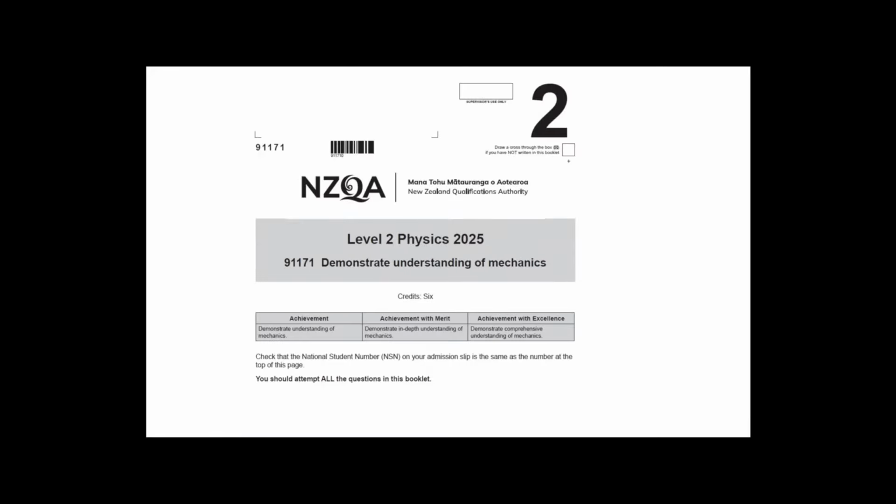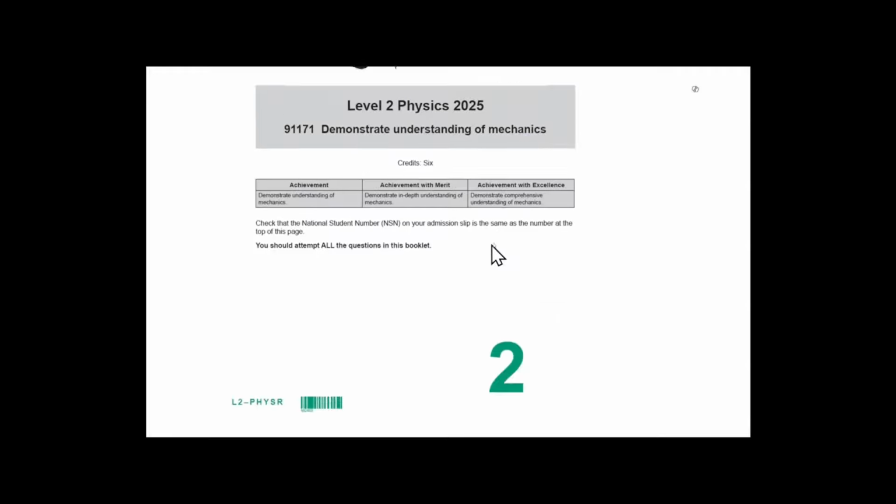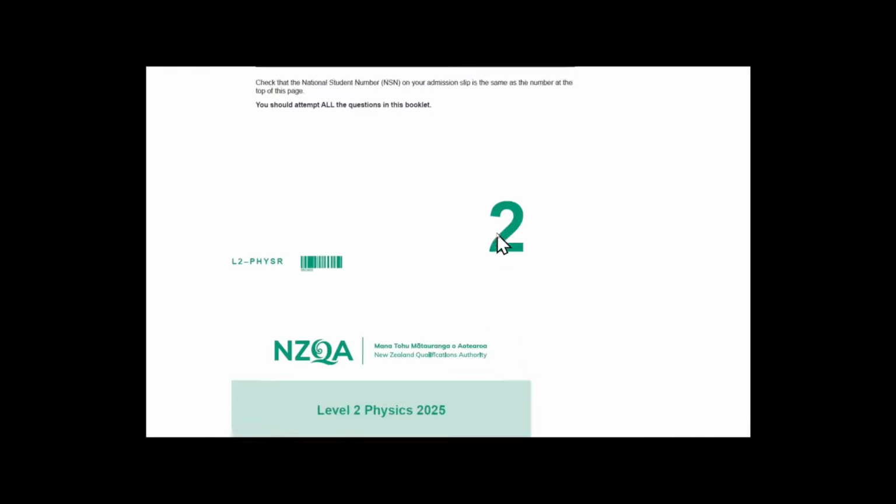We're going to do Physics 2, 2025 exams, Physics 2. This is the most commonly examined physics paper and arguably really the most important, demonstrating understanding of mechanics, all that good stuff. So this is the 2025 exam.